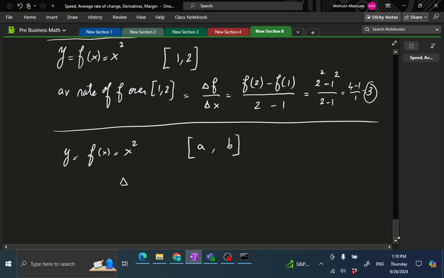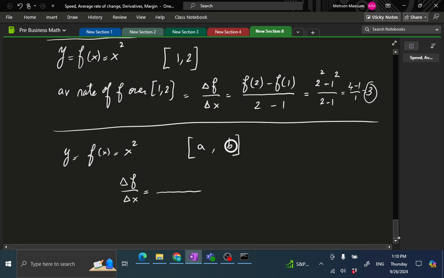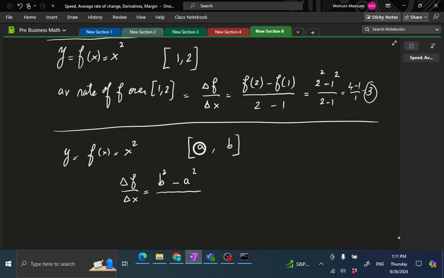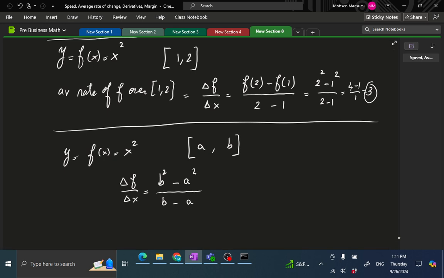So what do we do? We say delta f over delta x. Calculate f at the end point. I take the end point, put it here, and I get b squared. Take the starting point and put it in the formula, I get a squared. I'm supposed to calculate the difference of f at the beginning and the end. Delta x simply refers to the length of this interval from a to b. How much did we change? Well, that is b minus a. So that's our ready-made formula.